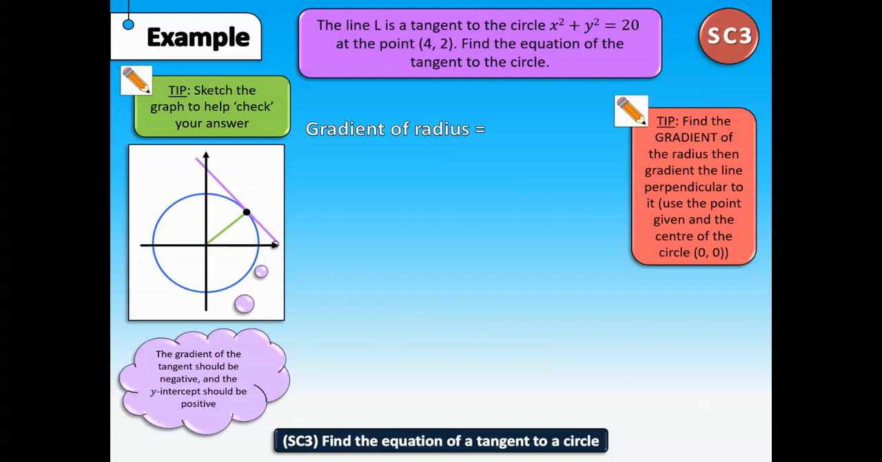So the radius goes from the centre 0, 0 to the point 4, 2. So to find the gradient of the radius, we do the difference in y's over the difference in x's. So 2 minus 0 over 4 minus 0. So the gradient is a half. So the perpendicular gradient, the gradient of our tangent, will be minus 2 over 1, which is minus 2. This is known as the negative reciprocal.